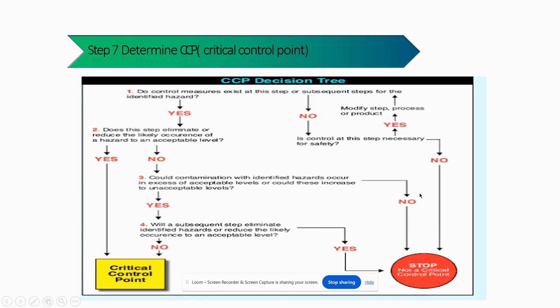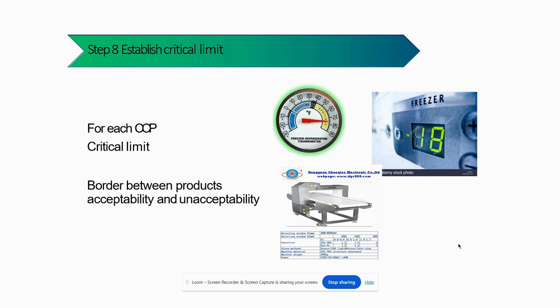Then step number 8, that is the next principle, is establishment of critical limit. After identifying a critical control point, establishing the critical limit is another important factor which will determine whether this particular step could be a critical control point or not. If we are unable to fix the critical limit for the particular step, then we cannot consider that as a critical control point. What is a critical limit? The critical limit should be a measurable quantity.